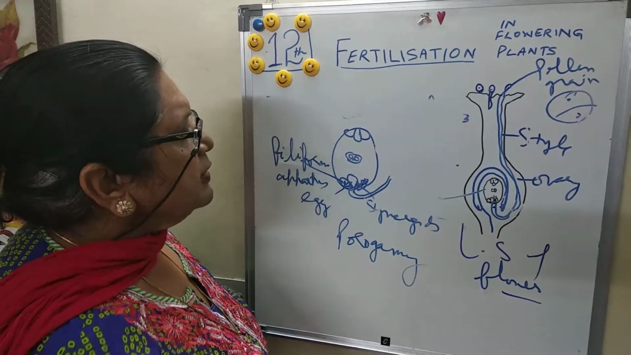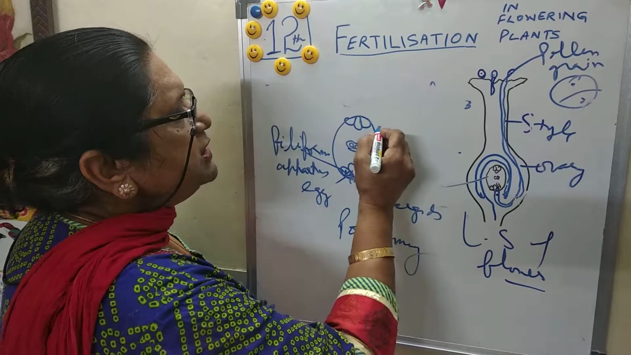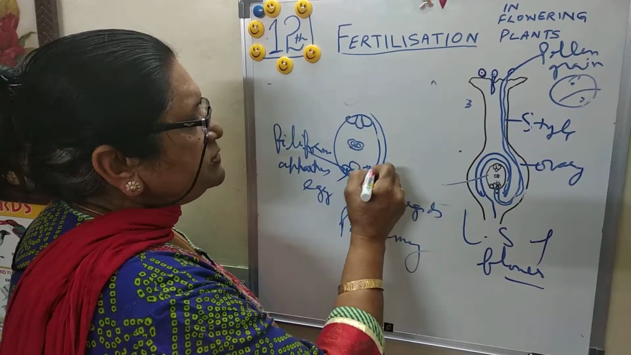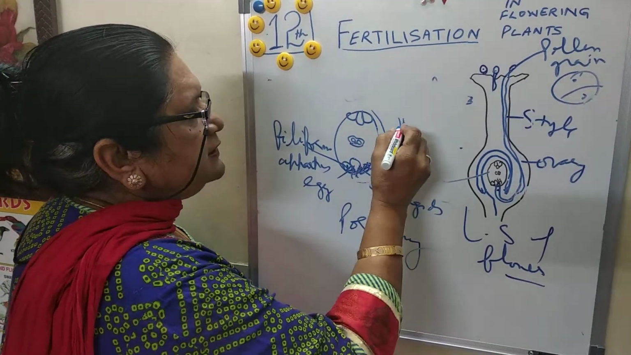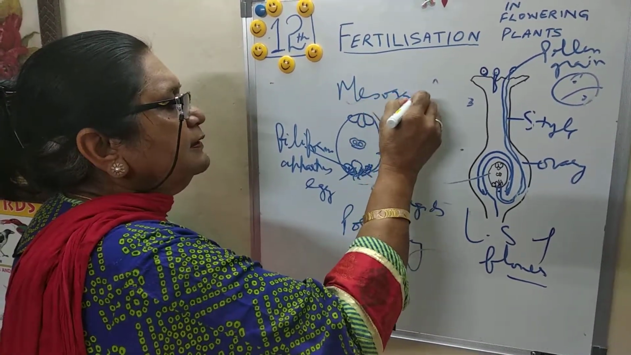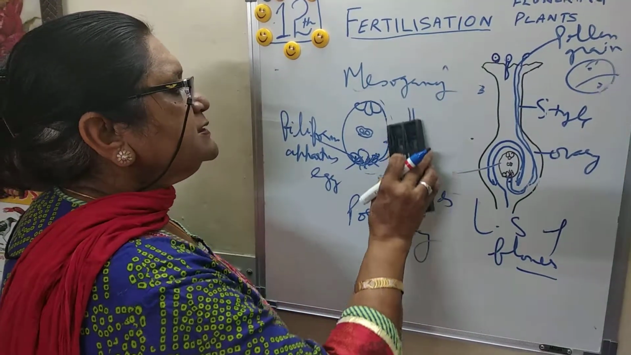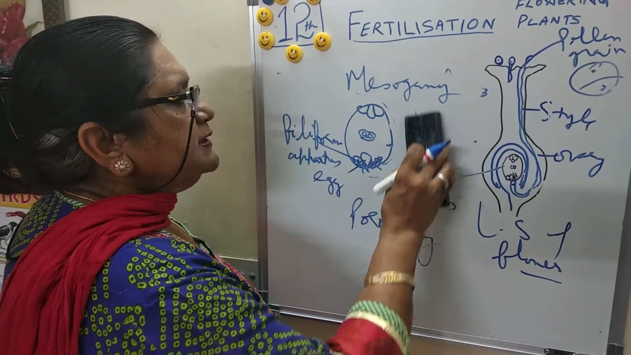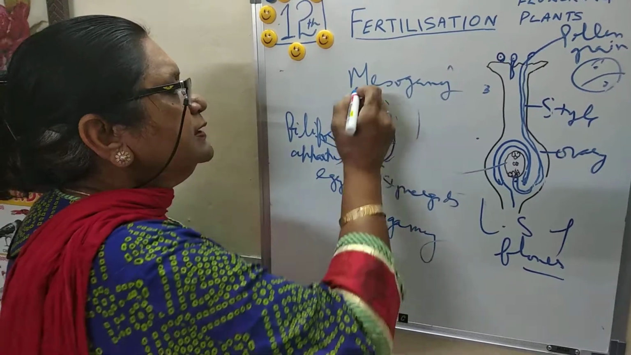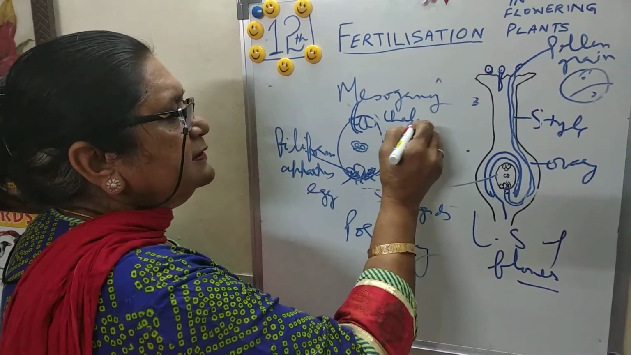But when the pollen tube enters after breaking this integument, the outer integument, when they enter through this, it is called mesogamy. If they enter through the integuments. And if, in certain conditions, sometimes they enter through the upper end, the chalazal end. This is the chalazal end.